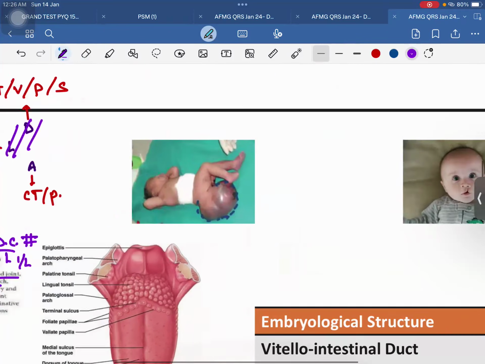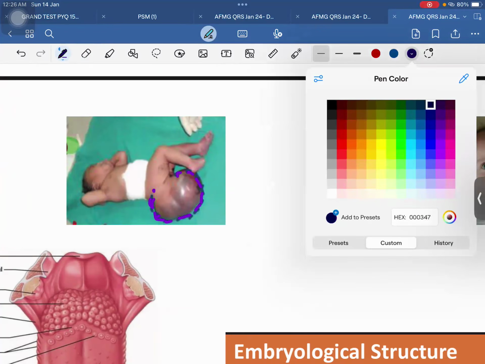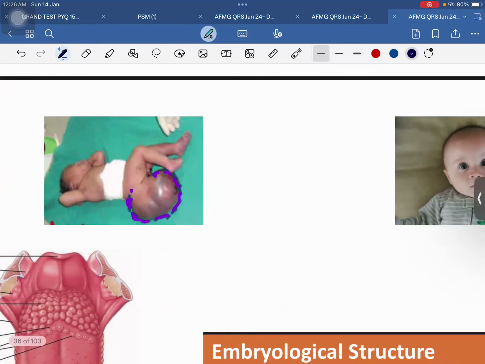Next condition which is there over here, you are able to see this one. What is this? This is nothing else but a tumor, beta, and this tumor is going to have derivatives of all the three germ layers, endoderm, ectoderm, mesoderm. So therefore, it is a teratoma. And this teratoma is arising from the sacrococcygeal region. That's the reason why I can call it the sacrococcygeal teratoma.